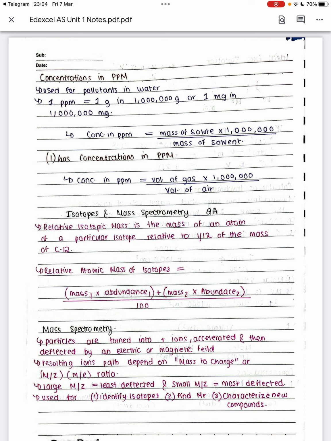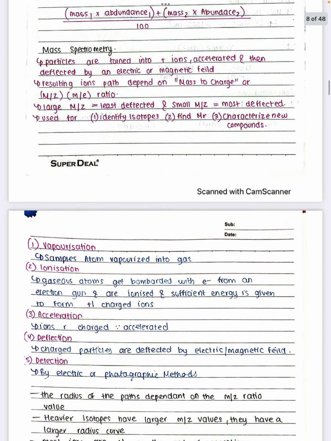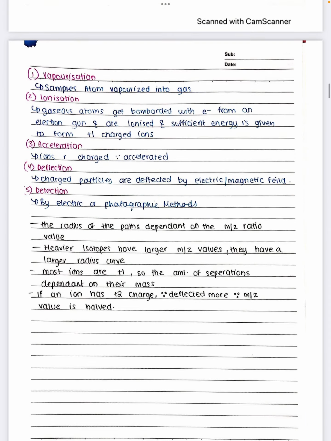Isotopes and mass spectrometer is the last thing we're going to do, inshallah. Relative isotopic mass is the mass of an atom of a particular isotope relative to 1/12 of the mass of C-12. Relative atomic mass of isotopes is mass 1 times abundance 1 plus mass 2 times abundance 2, over 100. In a mass spectrometer, particles are turned into positive ions, accelerated, and then deflected by an electric or magnetic field. The resulting ions' paths depend on the mass to charge ratio, m/z. A large m/z is deflected least and a small m/z is deflected most. It is used for identifying isotopes, finding Mr, and characterizing new compounds.